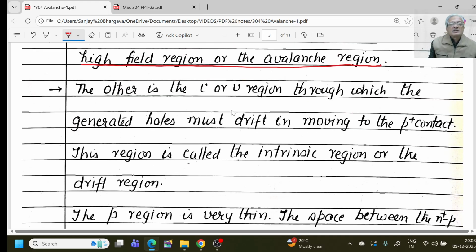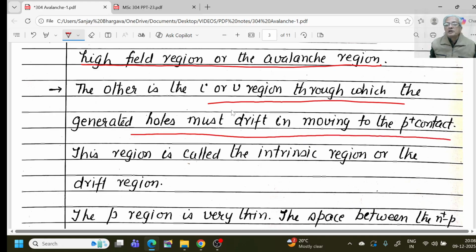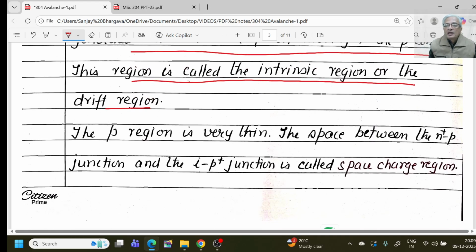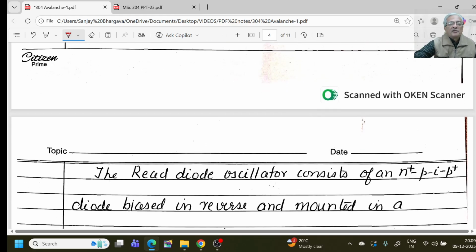The other is the I or V region, through which the generated holes must drift in moving to the P plus contact. This region is called the intrinsic region or the drift region. The P region is very thin. The space between N plus and P junction and the I and P plus junction is called a space charge region, already seen in the figure.